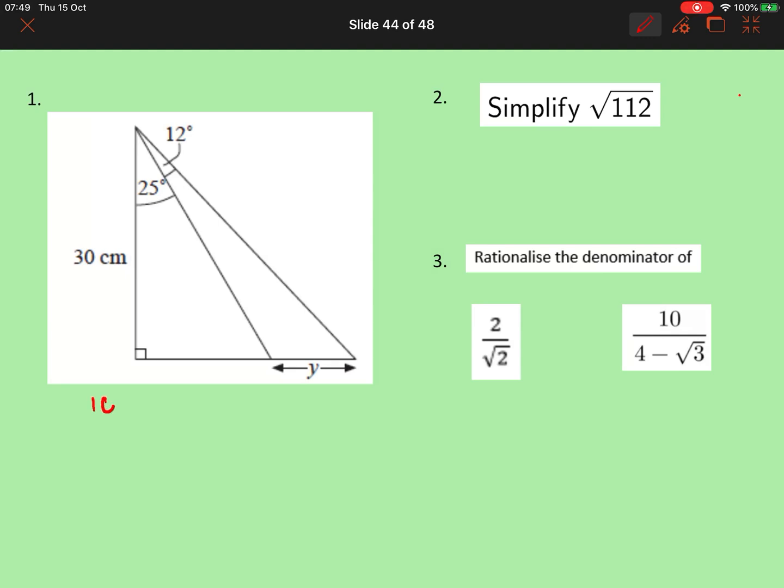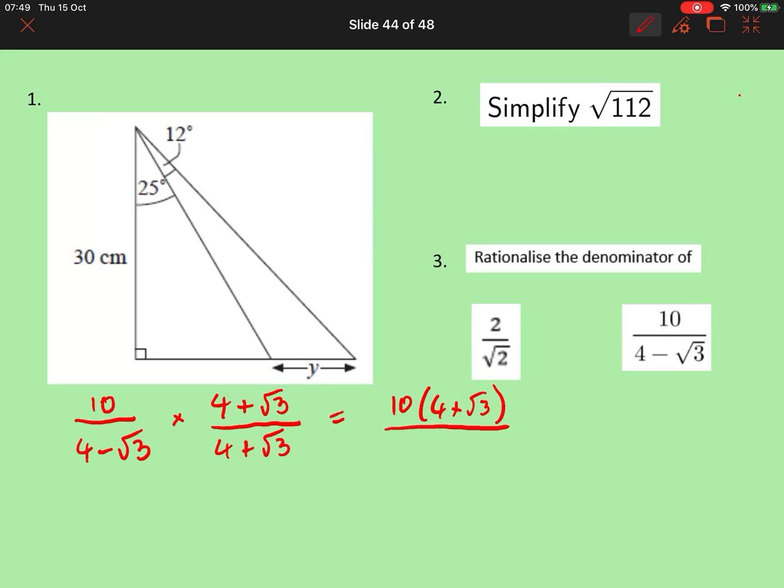Now, the other one, you just have to remember what to do first in this situation. And what you do first is you multiply by the denominator, but instead you change the sign, top and bottom. Okay, you change the sign. And then use a bracket. So that's 10 lots of 4 plus root 3, divided by 4 minus root 3 times 4 plus root 3. Okay, numerator you're going to end up with 40 plus 10 root 3.